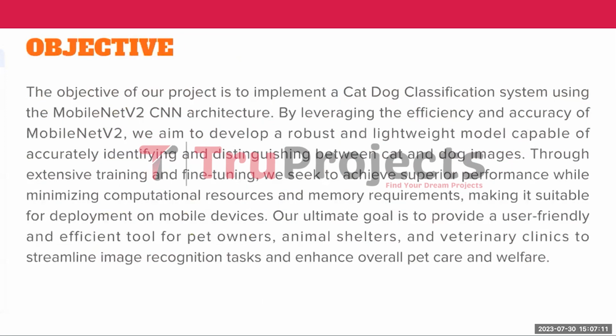The objective of our project is to develop a highly accurate and efficient system for distinguishing between cat and dog images. Leveraging the power of MobileNet V2 and a custom-designed CNN architecture, we aim to achieve a state-of-the-art classification model that not only surpasses the existing methods but also remains lightweight and suitable for deployment on these platforms. Through extensive training on a diverse dataset of cat and dog images, our goal is to enable the model to learn intricate features and achieve superior performance in real-world scenarios.